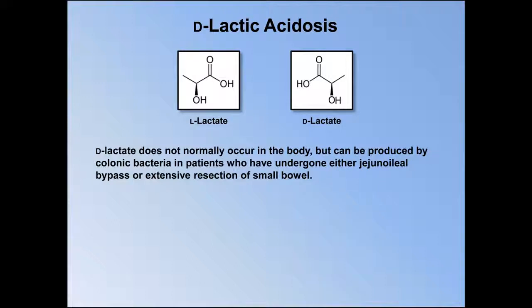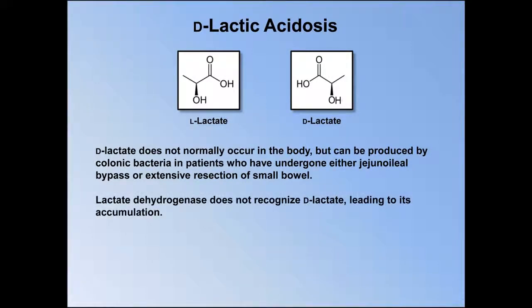In these patients, unusually high amounts of carbohydrates reach the colon, where the bacteria there can metabolize it into D-lactate, which is then absorbed through the gut wall. Unfortunately, lactate dehydrogenase, normally responsible for catalyzing lactate's oxidation back into pyruvate within the liver, does not recognize D-lactate. Therefore, D-lactate accumulates as it is slowly eliminated via the kidneys or metabolized without the benefit of an enzyme catalyst.